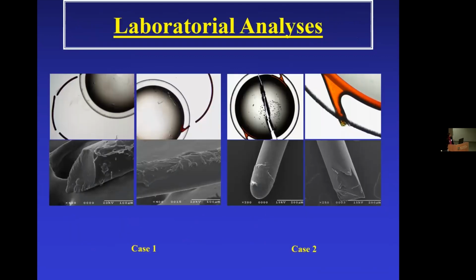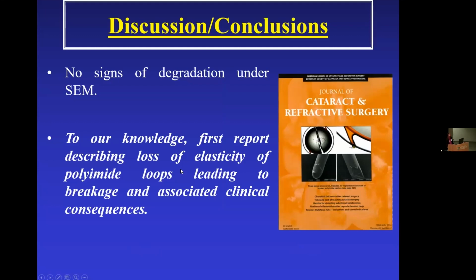So these lenses were sent to me. And as I was checking them under the microscope, just by touching the haptics with the forceps, the haptics were totally brittle. And we did scanning electron microscopy, and there were no signs of really evident degradation here. What you see here are salts. So basically what happened is that in the long term, that material completely lost its elasticity. And I'm not aware of other cases. So after this publication, we didn't hear about this problem anymore. So it is possible that this problem was restricted to some lots of these lenses.